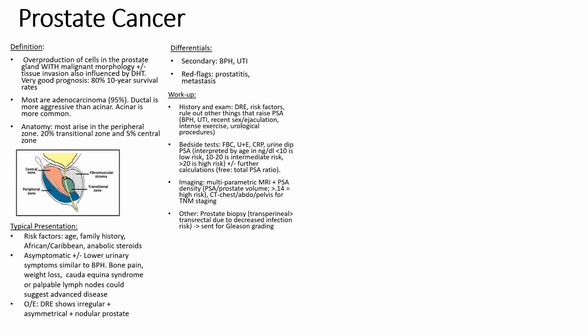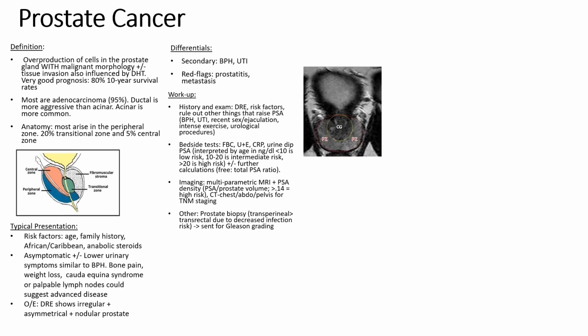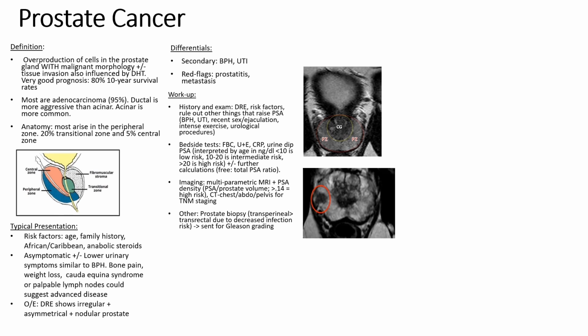Remember that PSA less than 10 is low risk, 10 to 20 is intermediate risk, and 20 plus is high risk for cancer. Sometimes the ratio of free to total PSA is calculated to make the PSA result more accurate. And then for imaging, a multi-parametric MRI is the gold standard. You can see in the images the difference between a normal prostate gland above and one with a prostate tumor below.